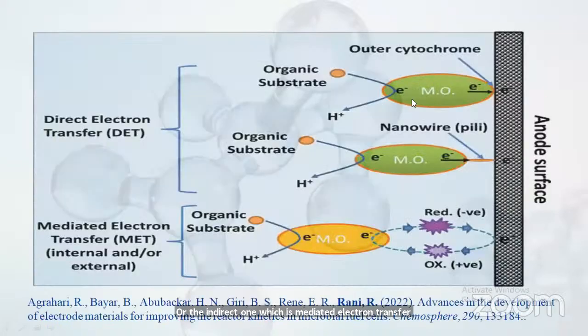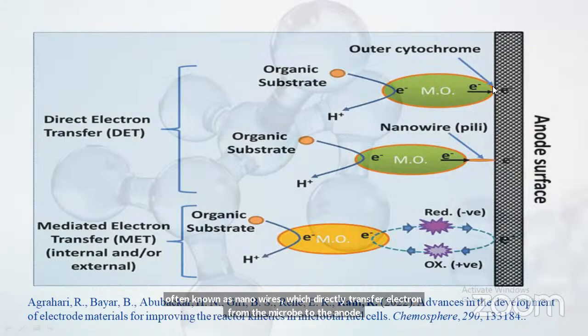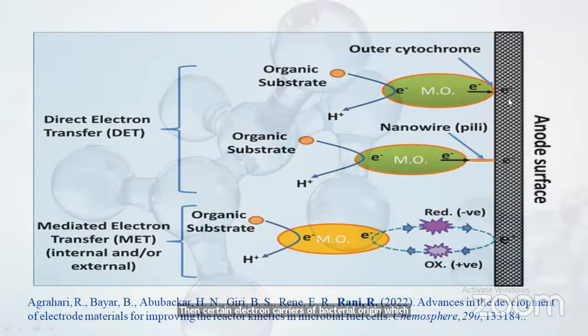Certain groups of microorganisms have direct means by which they attach to the anodic surface and perform direct transfer of electrons. There can be elongated pili-like structures, often known as nanowires, which directly transfer electrons from the microbe to the anode. Then certain electron carriers of bacterial origin present on the outer surface, like cytochromes, also play an important role in this.